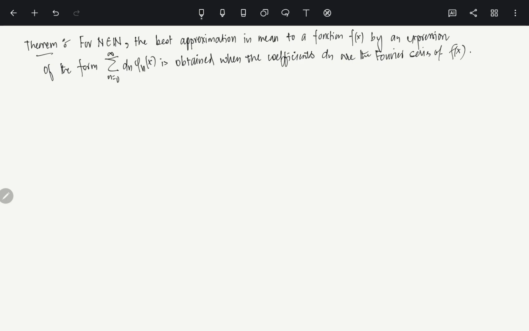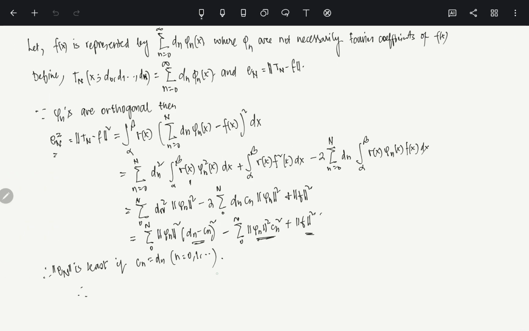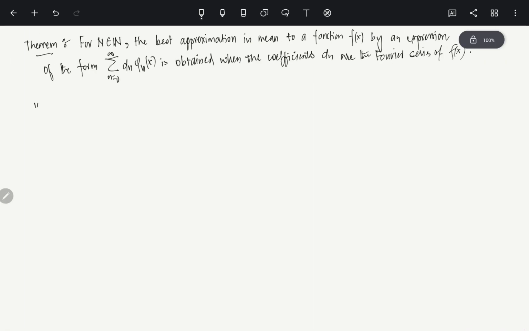Is it okay? Right. Now you see, let's just call this thing 2. If dn equals cn, that is, if they are the Fourier coefficients, for n equals 0, 1, up to capital N, to obtain... one second, sorry, I should write this as a finite sum. We did it for 0 to capital N, for any capital N.